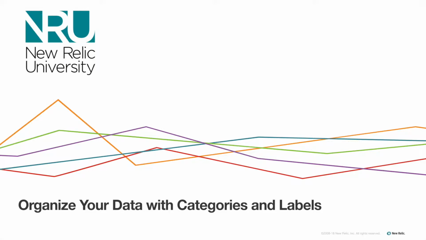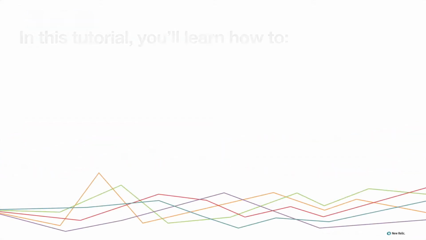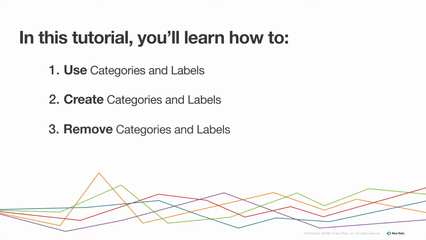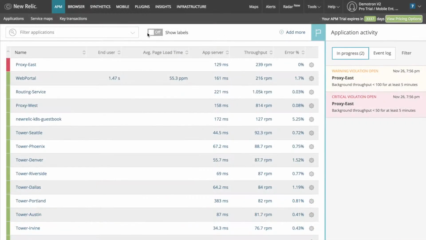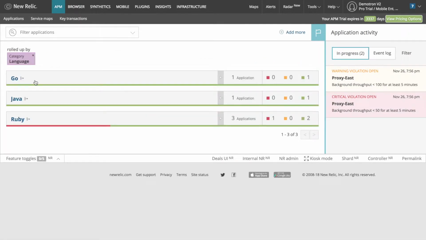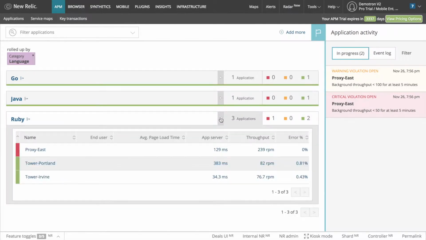You can use categories and labels to easily find, view, and compare only the apps that are meaningful to you. You can also use categories and labels to see an at-a-glance comparative health status. In this tutorial, you'll learn how to use, create, and remove categories and labels in order to organize your APM data. Labels and categories are a powerful way to organize your data and easily sort, group, and filter your apps using the New Relic UI.